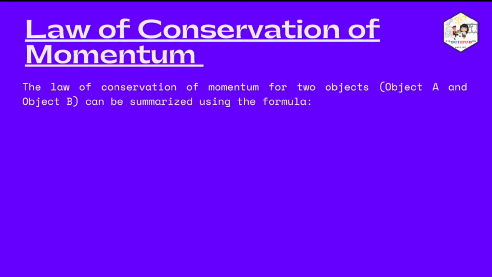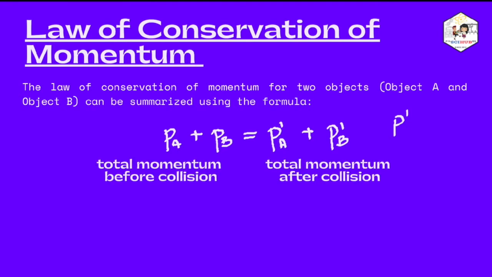That is why for this example, we can summarize the law of conservation of momentum using this formula. So we have the momentum of object A plus the momentum of object B is equal to the momentum of object A prime plus the momentum of object B prime. Okay, so where P prime represents the momentum after the collision. At the left side of the equation, we have total momentum before collision, and at the right side of the equation, we have total momentum after the collision.